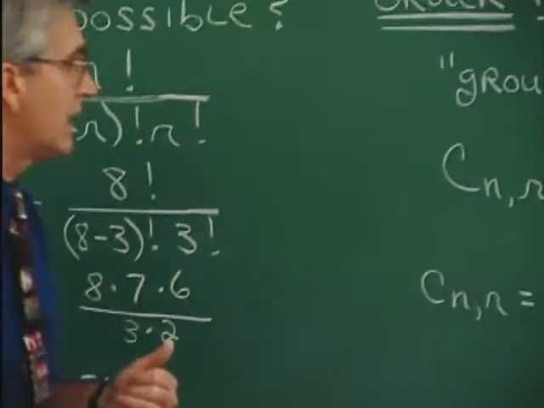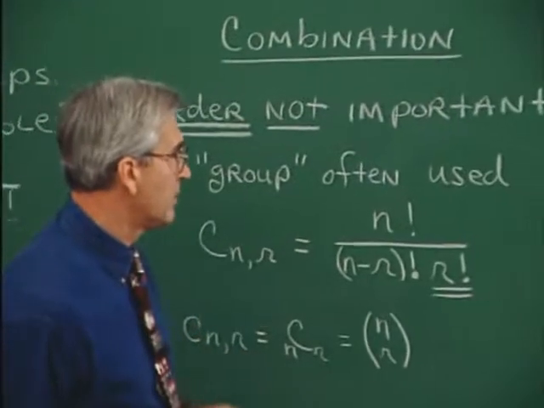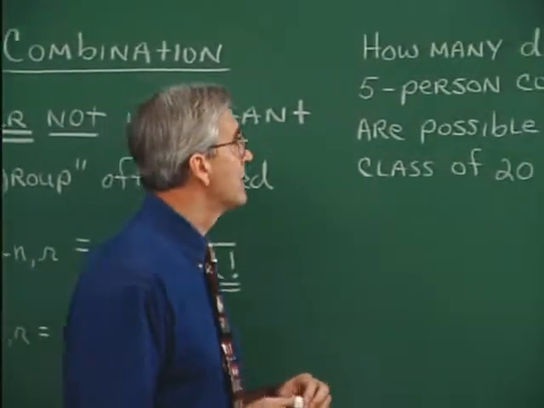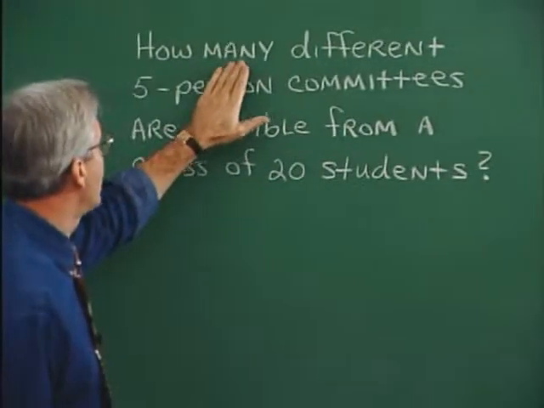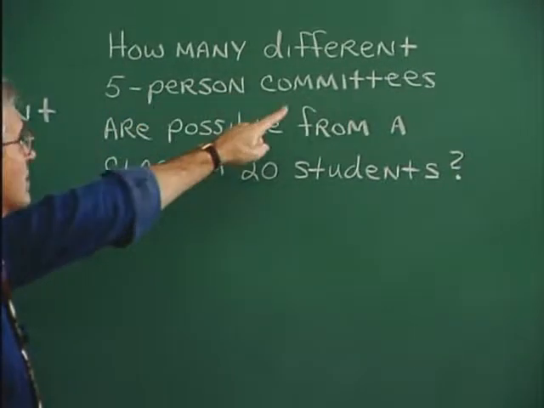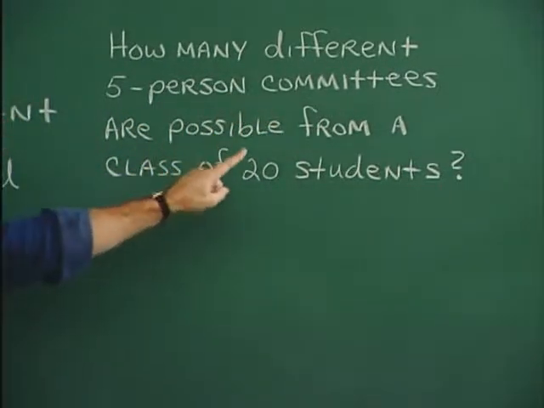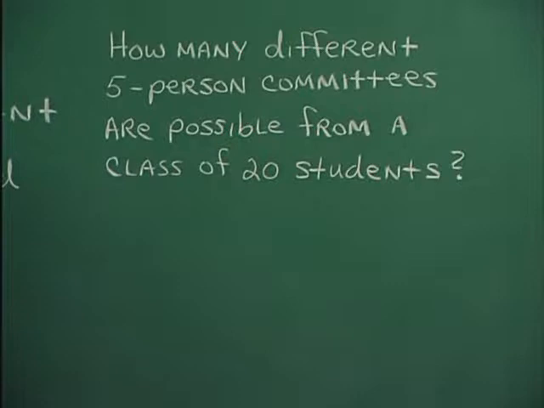We'll look at the calculator on this in just a few minutes because that's probably the fastest way to deal with this. Here's another problem involving a combination. How many different 5-person committees are possible from a class of 20 students? 5-person committees from a class of 20 students.